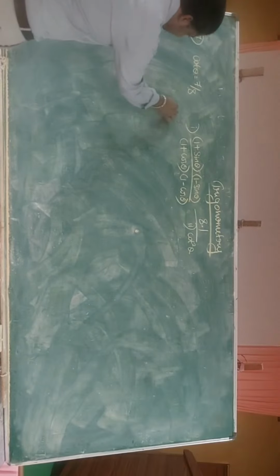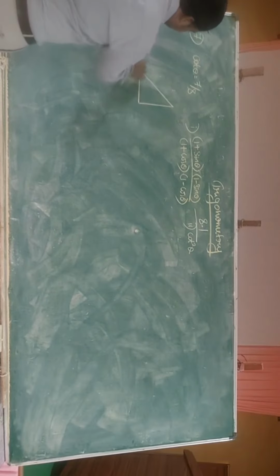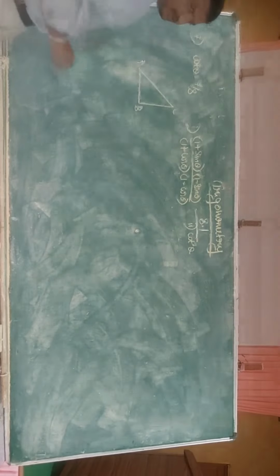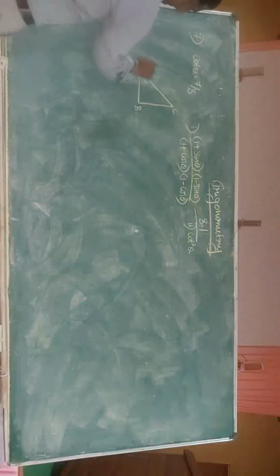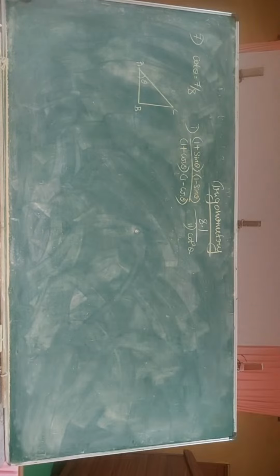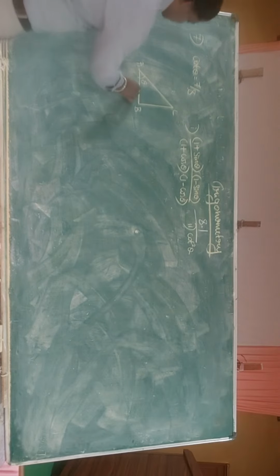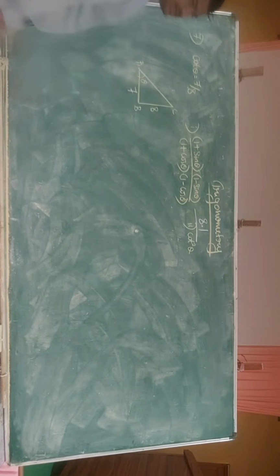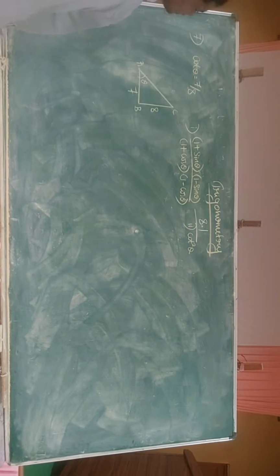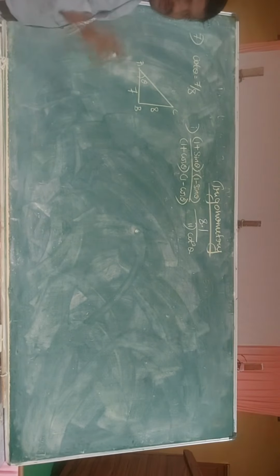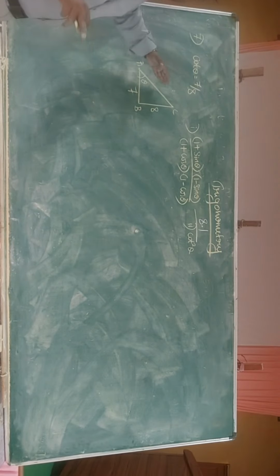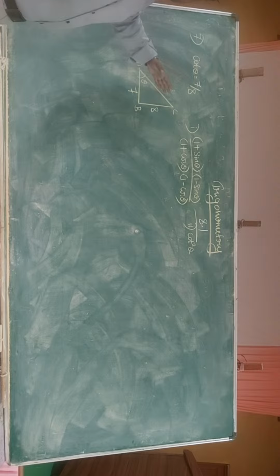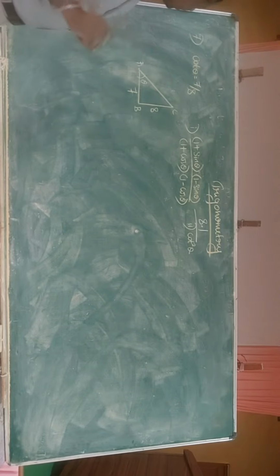Let me draw a triangle ABC, with theta formed at A. How do you define cot? Cot is equal to adjacent upon opposite, not hypotenuse. Now we have to write the sine and cos functions. To write sine, the hypotenuse side is required. Sine theta is equal to opposite upon hypotenuse and cos theta is equal to adjacent upon hypotenuse.